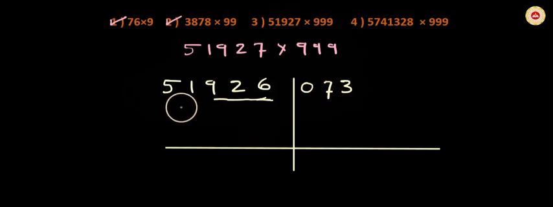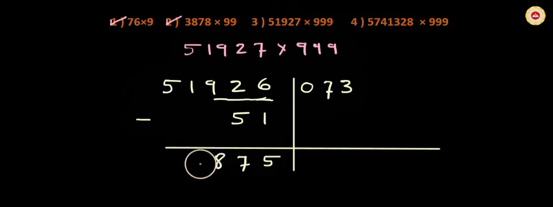Now the next step is, which are the unmarked digits? 5 and 1. Number 51 is unmarked. Subtract the unmarked digits from the left part only. So 51,926 minus 51. Let us subtract: 6 minus 1, 5. 12 minus 5, 7. 9 minus 1, 8. Write 1 and write 5 as it is.